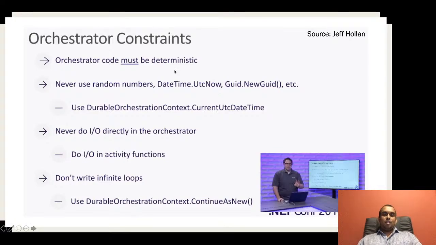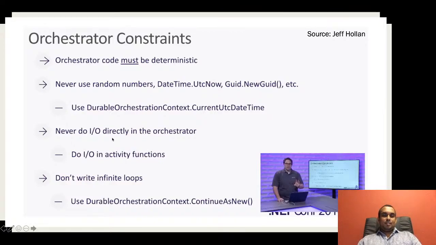So orchestrator code must be deterministic. You must know exactly what it is doing, and you should never use random numbers, DateTime.UtcNow, Guid.NewGuid, things like that. If you want to use the current time, the best way is to use DurableOrchestrationContext.CurrentUtcDateTime. That's there because, as we saw earlier, it's going to keep looping. So the DateTime.UtcNow that you get at the first instance won't be the same as what you get when the function is called the second time. So you need to be very careful with that. We'll see it a little bit later.